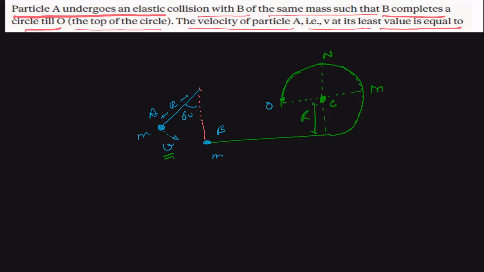First you have to remember that this mass B should be able to reach point O. But the only point we are interested in is point N. If it is able to cross this point N, then it will be able to reach point O. So we are going to find the velocity at point N, which will help us conclude that if it passes point N, it will reach point O.